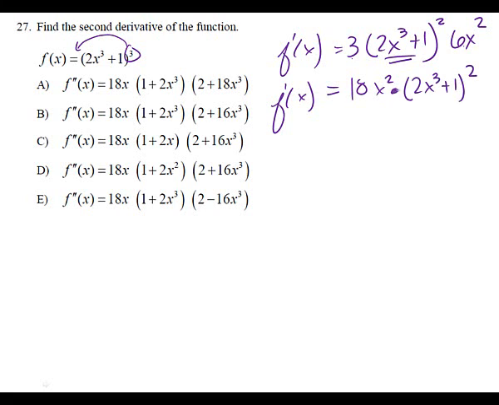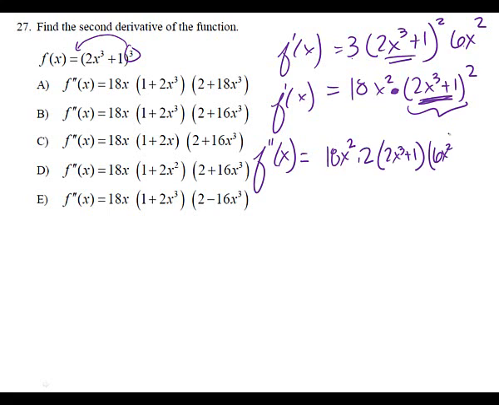Here's where it gets ugly. Now I have a product rule. This time it's not as bad as that last one that was really ugly. So we're going to keep going. Keep the first, derivative of the second. So what's the derivative of this here? Where do we put the 2? In the front. So we've got 2 times (2x cubed plus 1). What's the derivative of this inside here? 6x squared.